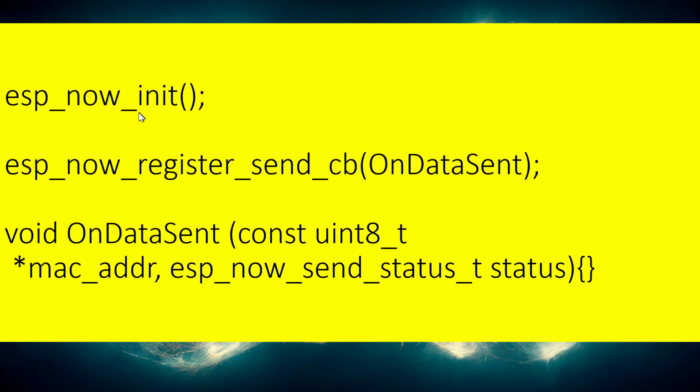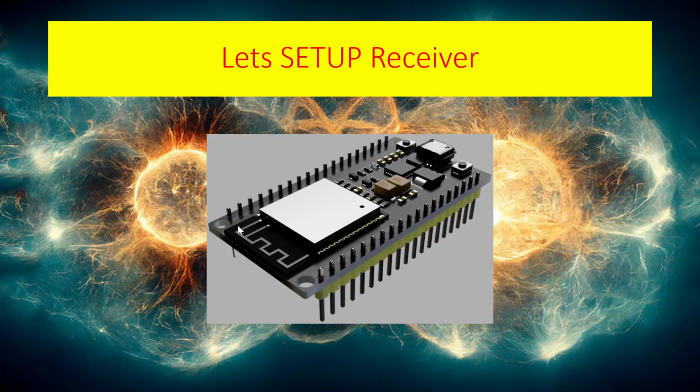And then again, as usual, I have to initialize with the begin command. And then I have to define what function will be used to send data, and this is the data sent function. So let's go to the receiver code and see what we have. Sorry, the sender side. Let's go and look at the sender code.